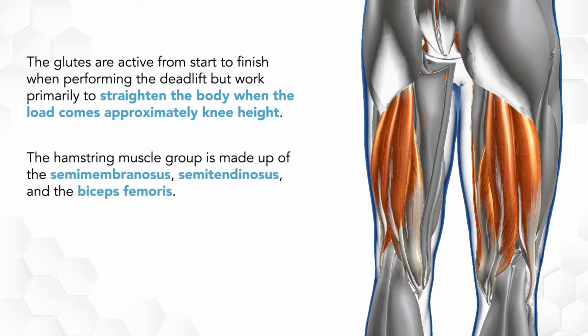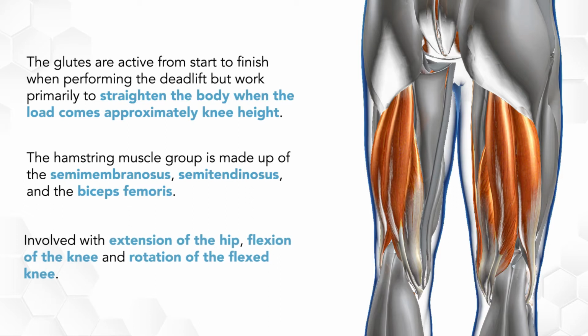The hamstring muscle group is made up of the semimembranosus, semitendinosus, and the biceps femoris. They are the large mass of muscle that make up the posterior thigh and are involved with extension of the hip, flexion of the knee, and rotation of the flexed knee. If they contract with the lower attachment fixed, they will assist the glutes with hip extension as seen in the deadlift.